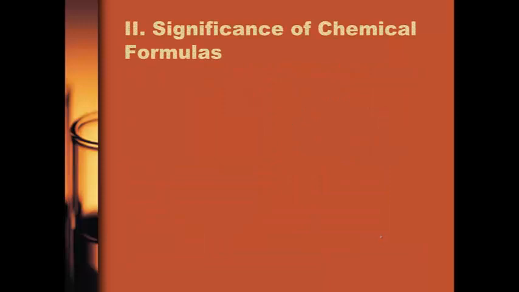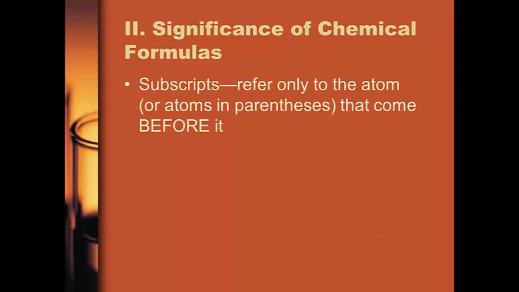So what's the significance of chemical formulas? If you have subscripts in the formula, it refers to the number of atom or atoms that come before it. In other words, X_A Y_B, the B refers to how many of the Y's you have, the A, how many of the X atoms you have in there. If you had something like X Y Z to the B power, the B applies to both Z and Y that's in there.